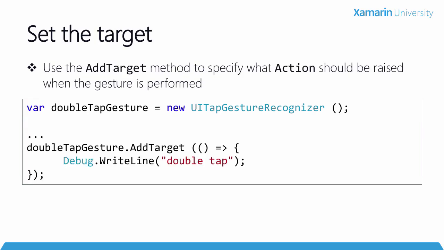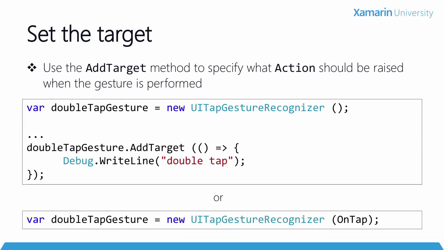Next, you'll set the target. And the target is the code that will be executed when the gesture has been performed. And this can be done using the addTarget method. Now, there is an alternate approach. The target can also be passed in via the constructor when the gesture recognizer is instantiated.